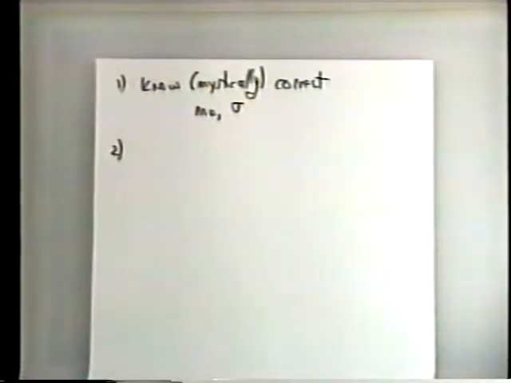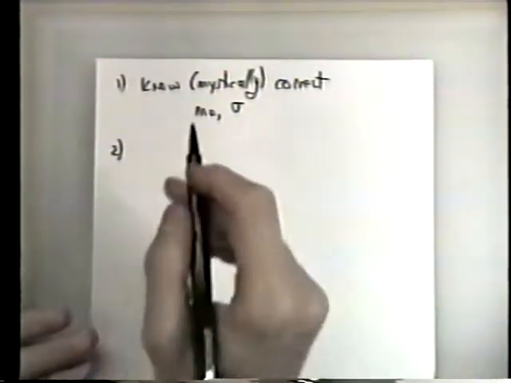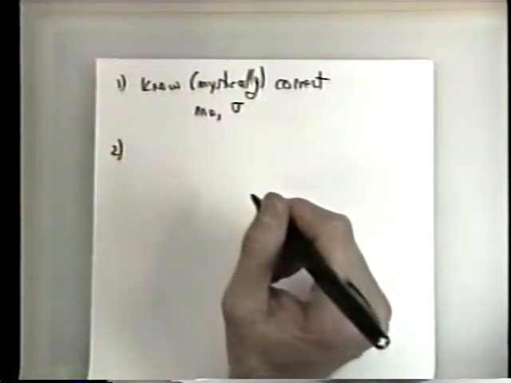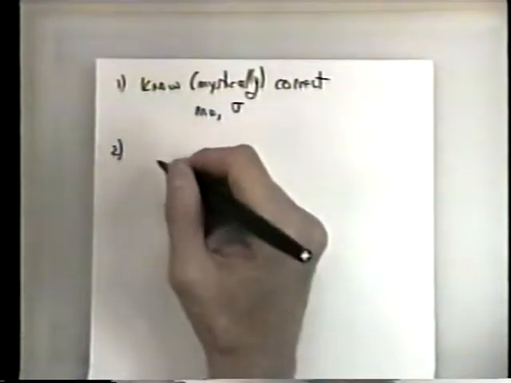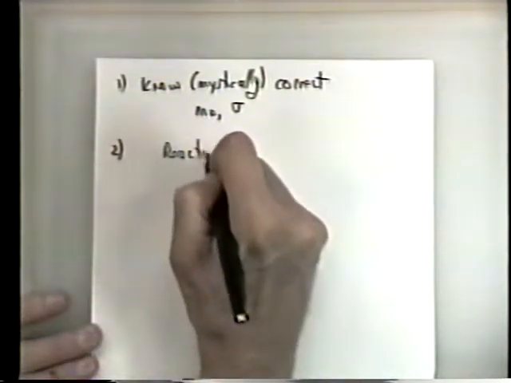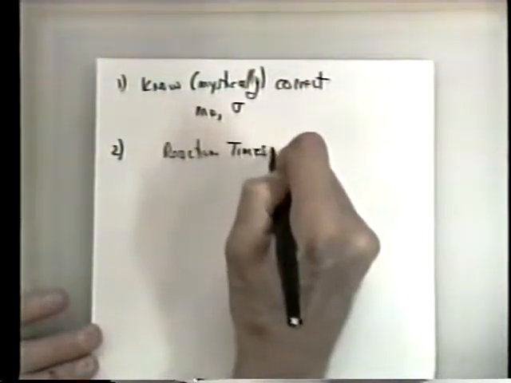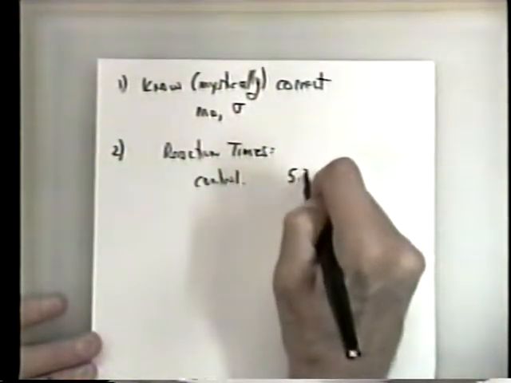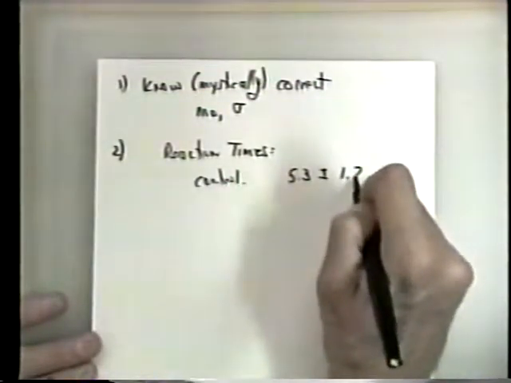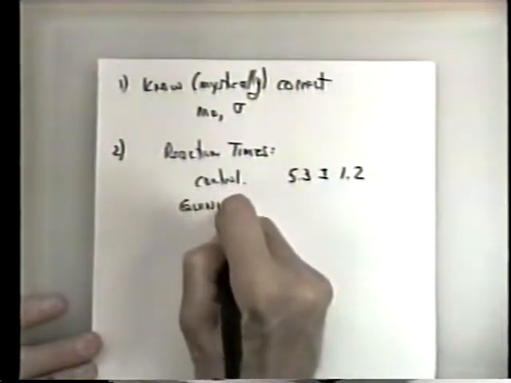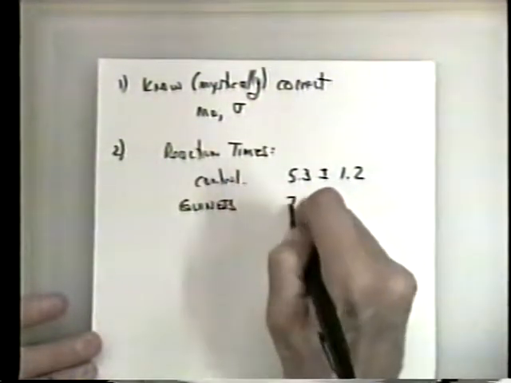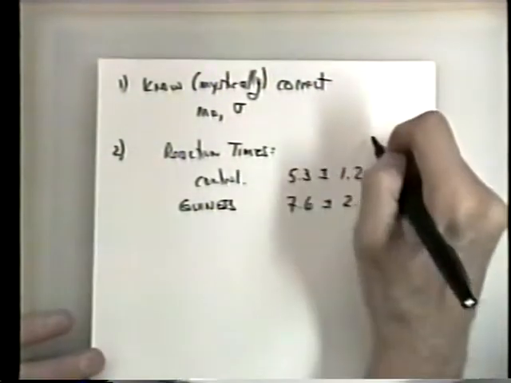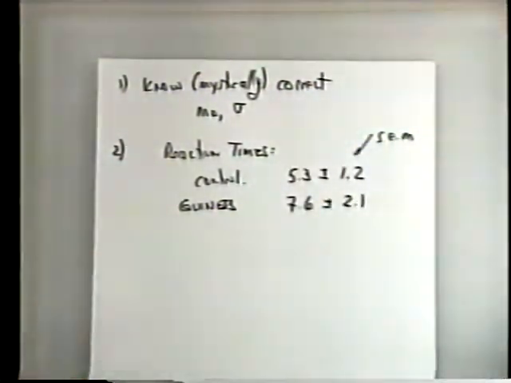Now let's look at the more typical experimental situation, where we're wanting to compare two experimental values. So for example, I'm measuring reaction times of people. And one group is the control, and their reaction times are 5.3 plus and minus 1.2. And the second group is this Guinness group, and their reaction times are 7.6 plus and minus 2.1. And since this is me, of course, I've given you plus and minus the standard errors of the mean.